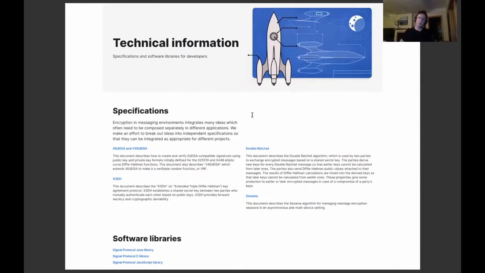And in addition to our code, we also invest in quality writing and sharing of our specifications. And so if you haven't yet used Signal today, I encourage you to go do so. But you use some of our technology almost certainly in communicating with somebody using a modern day messaging application.